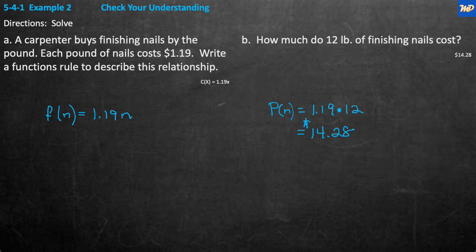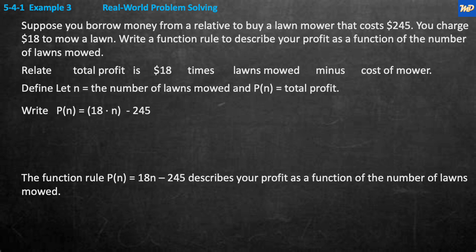So 12 pounds of finishing nails would have cost that carpenter $14.28. So there it is. You've created the function rule over here. Here you created your function rule, and here you used it to solve a problem. Okay, example 3. Here's our second real-world problem.